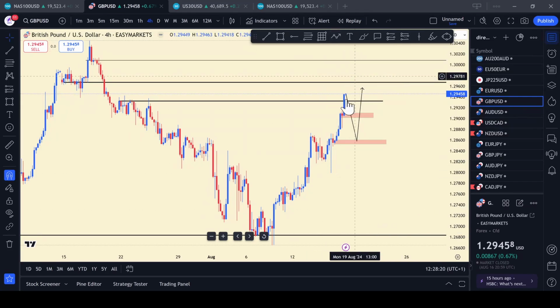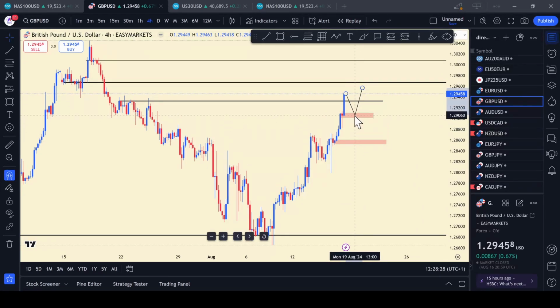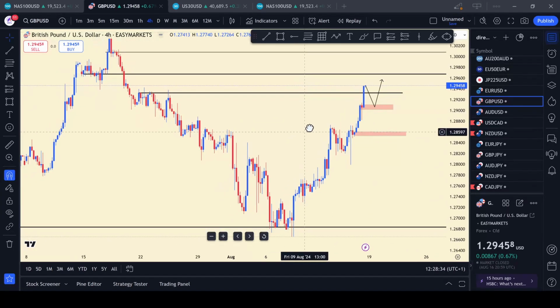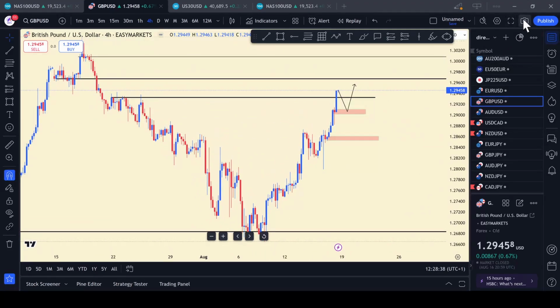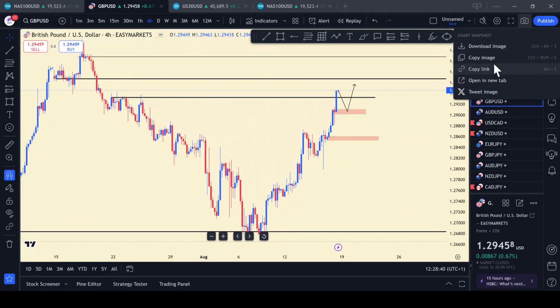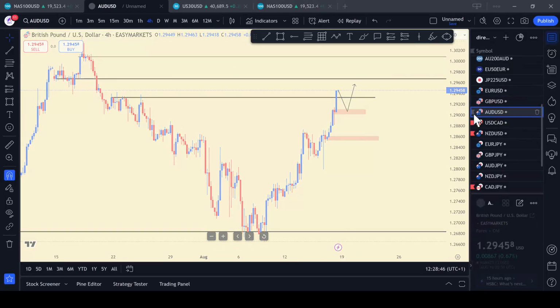All right. So for now, since we have not approached yet, we can buy from here. We have not approached here yet. If price come back down, we buy. All right. So this is what I have on Pound USD. All right. So the next one I will look at is Aussie.